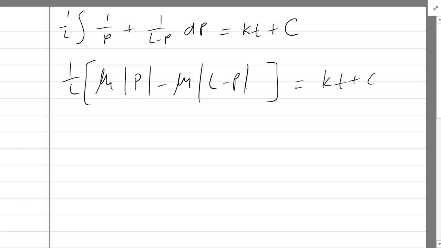I can. Can I go ahead and get rid of the L by putting it on the other side, by multiplying by it? It should be close. Yeah. Plus, sorry, plus. No, minus, y'all are wrong. What's the derivative of L minus P? Negative P.